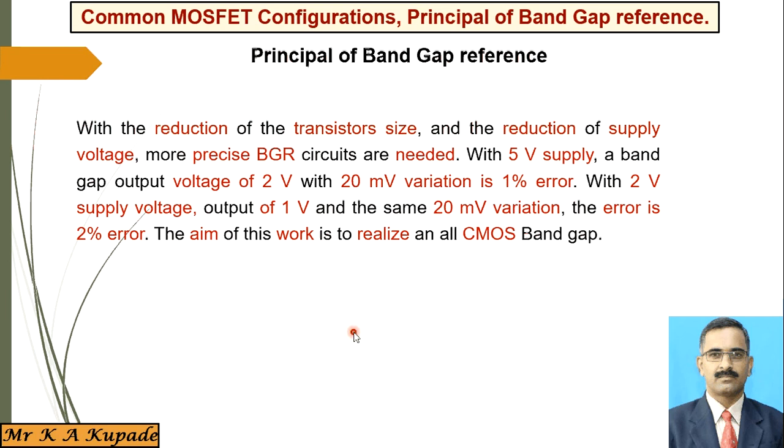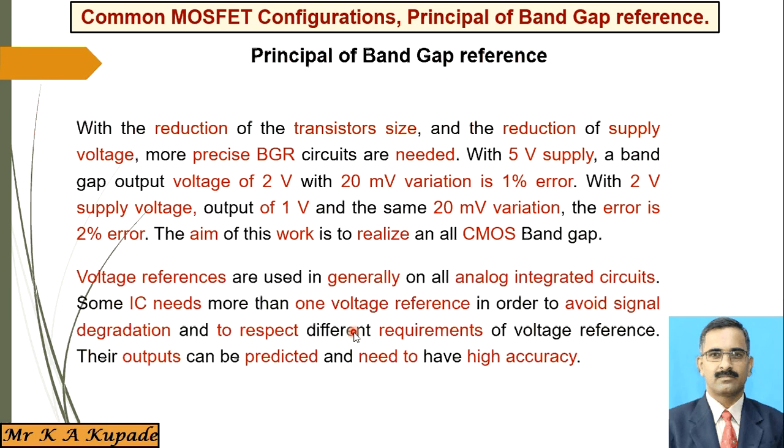For example, with a 5 volt supply, a band gap should give an output voltage of up to 2 volt with 20 millivolt variation, which is a 1% error. This is one example. Another: suppose a 2 volt supply voltage is there. At that time, it should give an output of 1 volt with 20 millivolt variation, which gives a 2% error. Now, the aim is to realize all-CMOS band gaps with good performance. That is the aim. Now this is the thing.